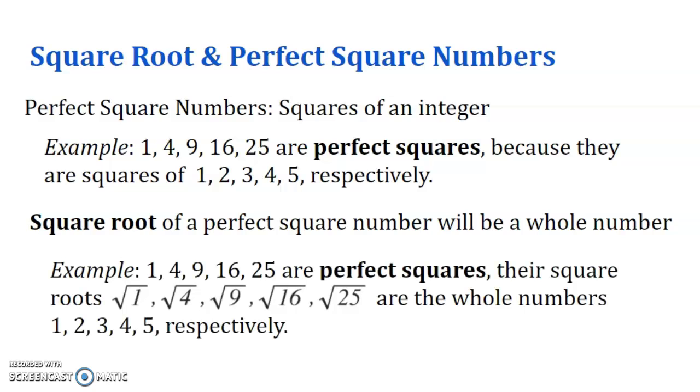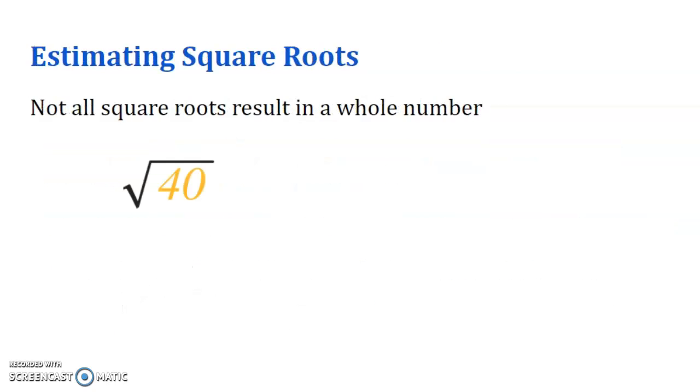So, estimating square roots. Not all square roots result in a whole number. So when I see a square root of 40, you should have some idea as to how big the number is, just so that you can figure out the ballpark of, is my answer about right or is it not? Okay, so square root of 40 is asking you, one number multiplied by itself is going to be equal to 40.